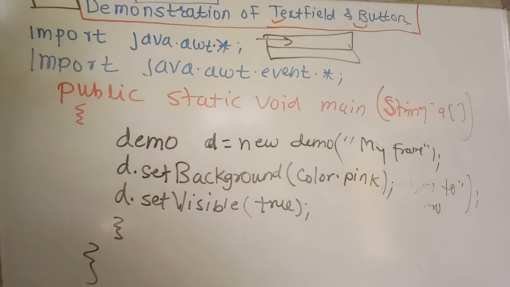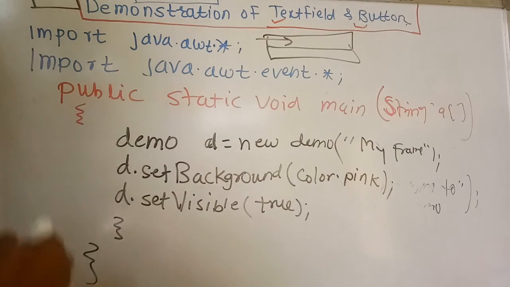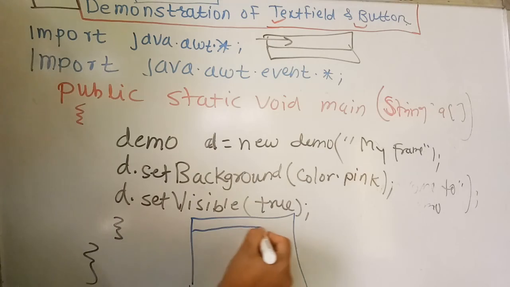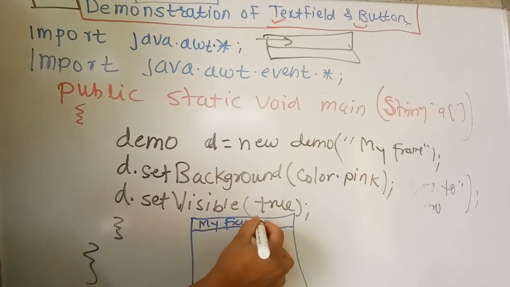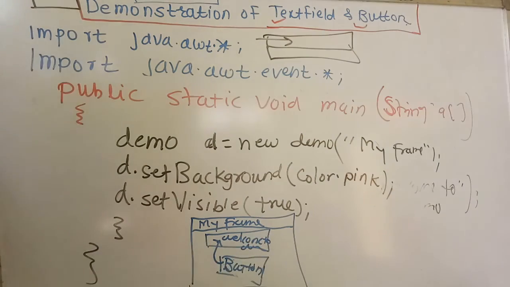After this you will get a screen like, for example, here is the screen, it has a title bar, and here it is displayed as my frame. Then one text field will appear and one button will appear. For example, we have named it button 1, so it will be displayed as button 1. If you click on that, the message "Welcome to demo" will be displayed here. So this will be the output after executing this program.